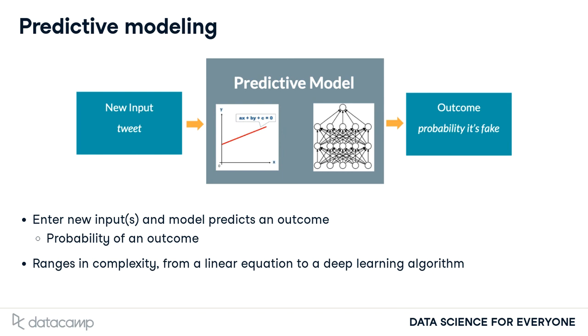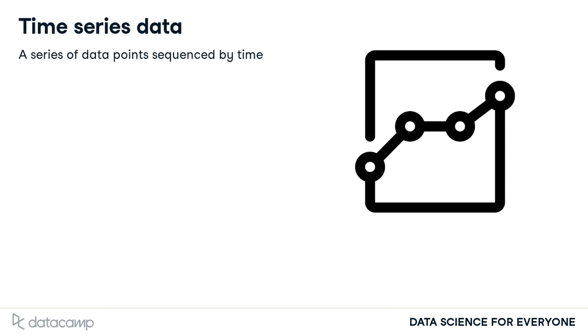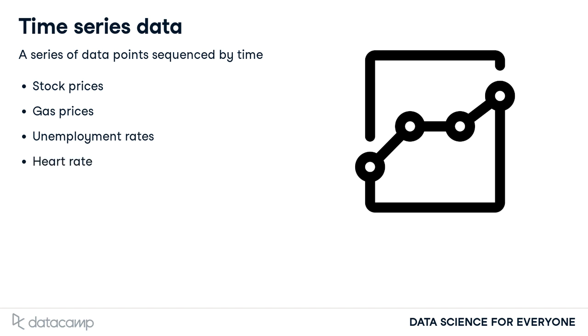Let's look at using predictive modeling on time series data. Time series is a series of data points sequenced by time. Examples include daily stock and gas prices over the years. Oftentimes, it's in the form of rates, such as monthly unemployment rates or a patient's heart rate during surgery. They can be measurements like CO2 levels or the height of tides recorded regularly over a time period.